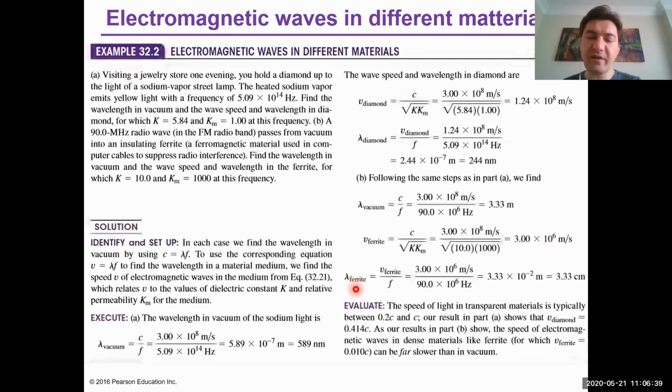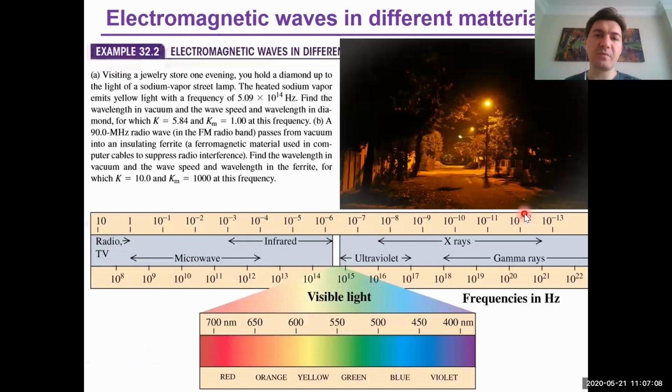And what about the wavelength of the radio wave in a ferrite material? Just the same expression which we have used here, V ferrite over F. V ferrite, we have calculated the speed of light in ferrite, and then this is the frequency. Then we can calculate 3.33 centimeter. So in vacuum, 3.33 meter. Do you have any question here in these examples?